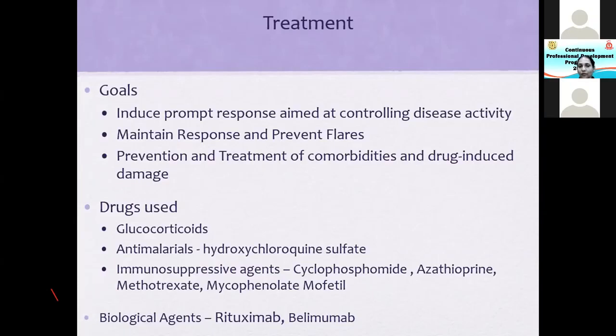Cyclophosphamide, azathioprine, methotrexate, and mycophenolate mofetil are some of the immunosuppressive agents that are used. And at the same time, biological agents can also be used for the treatment of SLE, namely rituximab, which is a CD20 antagonist, and belimumab, which is an anti-BLyS antibody.